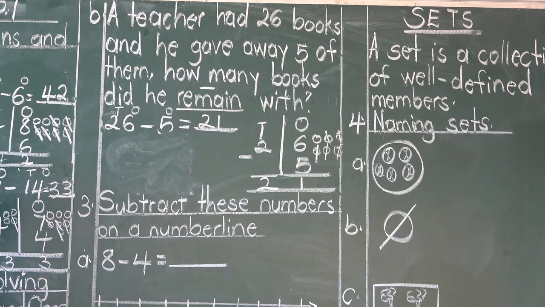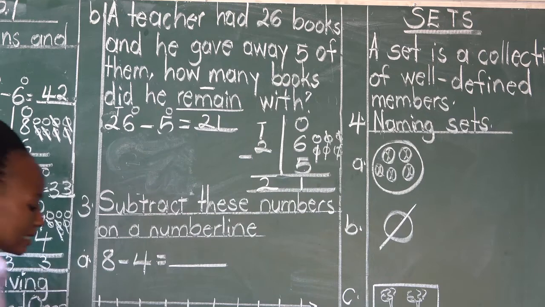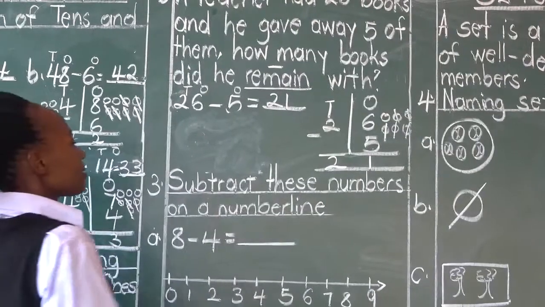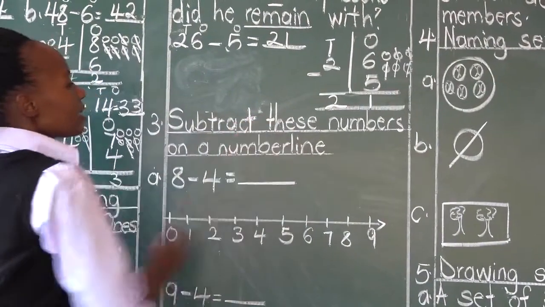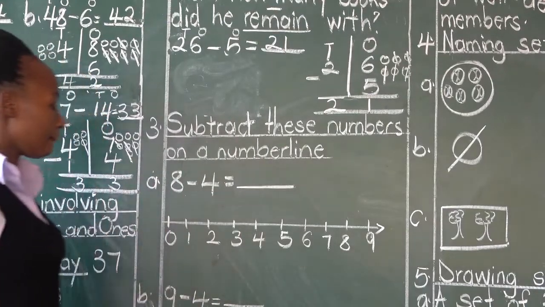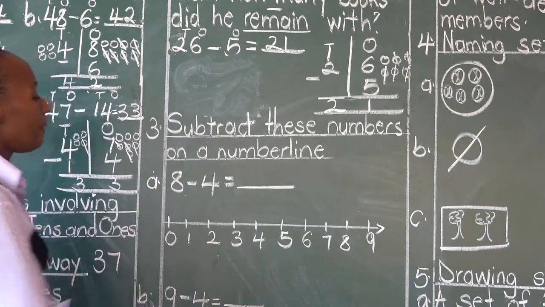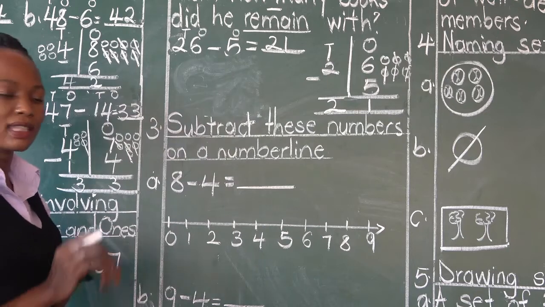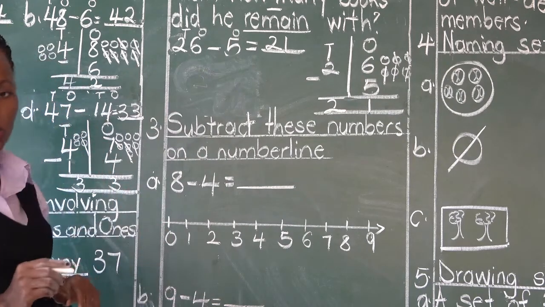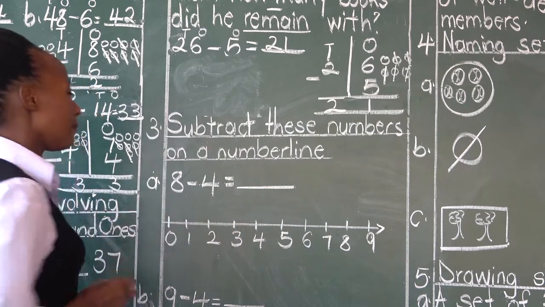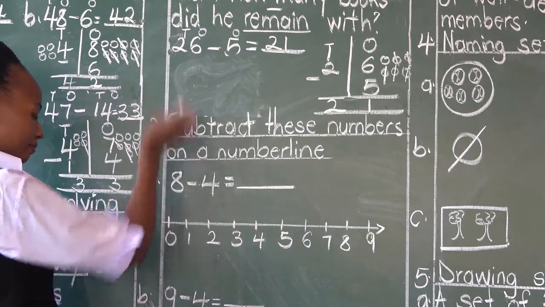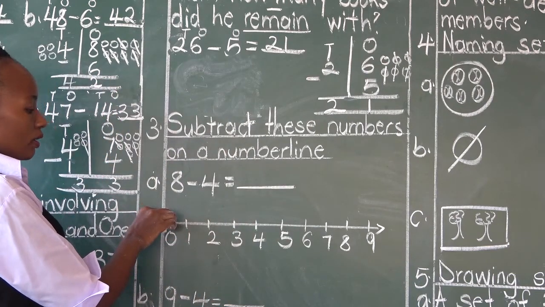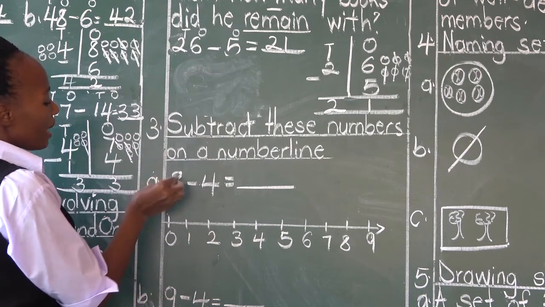Okay, now let's look at the number line. But before we look at the number line, we are going to first look at that instruction. Subtract these numbers on a number line. And the first number is 8, take away 4. They don't need us to draw the balls. What they want us to do is to subtract using this number line. When I look at the number line, it has these numbers, and when you are subtracting, we always start from 0. Now, we have 8.